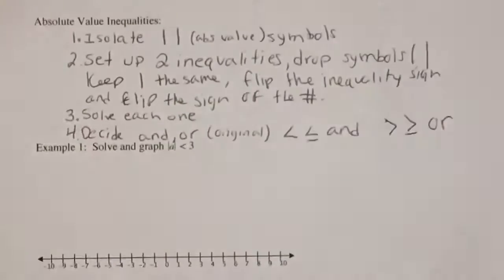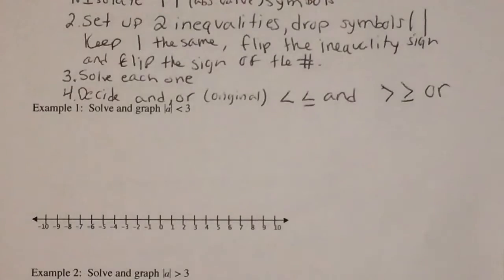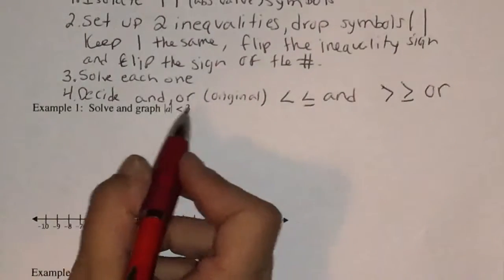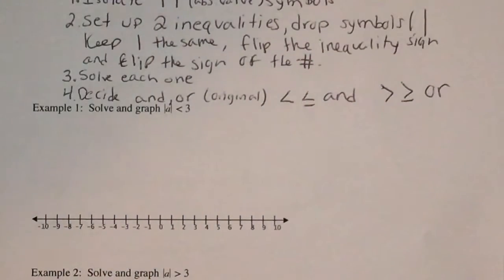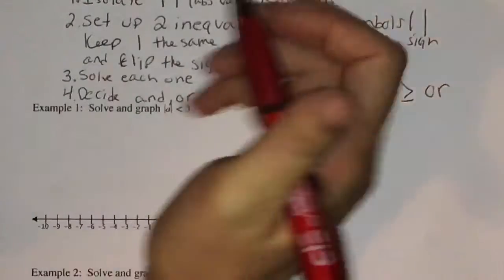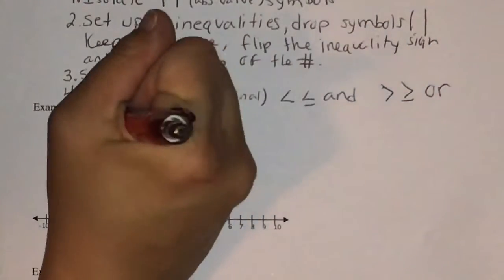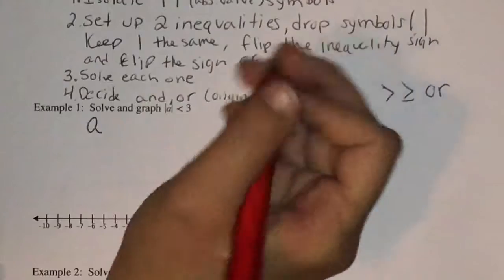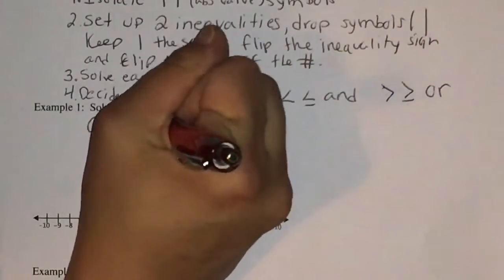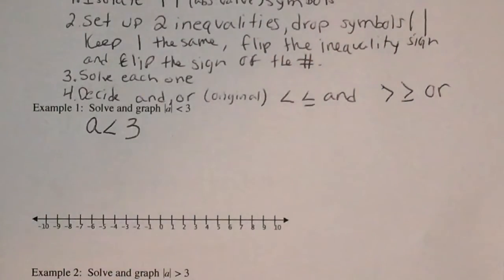Example 1 says solve and graph the absolute value of A is less than 3. Step 1, isolate the absolute value symbols. Well, nothing's being added or multiplied or divided to the absolute value symbols in this case, so I'm good to move on to the next step. Step 2, set up two inequalities. So I drop my absolute value symbols, and I set up the first one as exactly as it is. So A is less than 3.